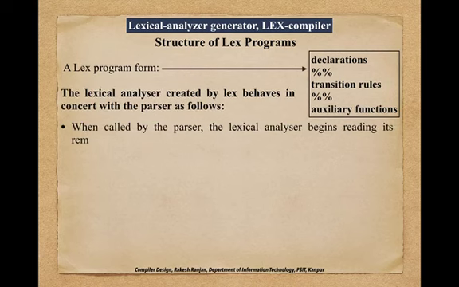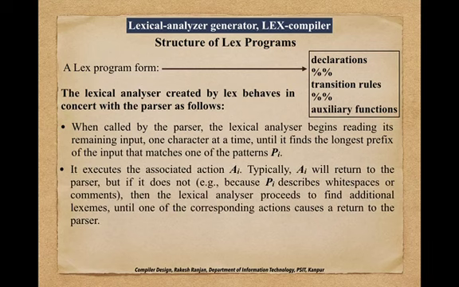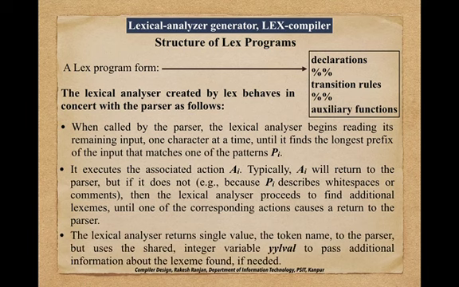The lexical analyzer created by Lex behaves in concert with the parser as follows. When called by the parser, the lexical analyzer begins reading the remaining input one character at a time until it finds the longest prefix of the input that matches one of the patterns Pi, and it executes the associated action. So the associated action should be written along with each pattern. The lexical analyzer returns a single value, the token name, to the parser, but uses the shared integer variable yylval to pass additional information about the lexeme found, if needed.